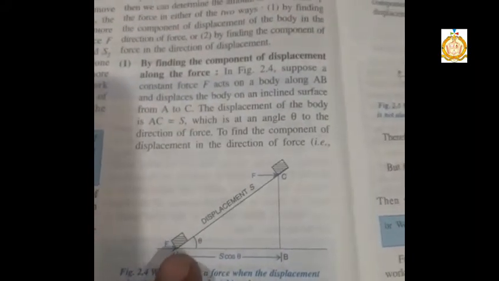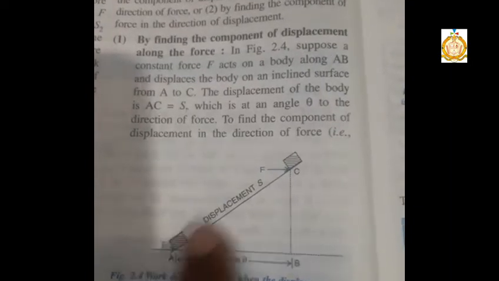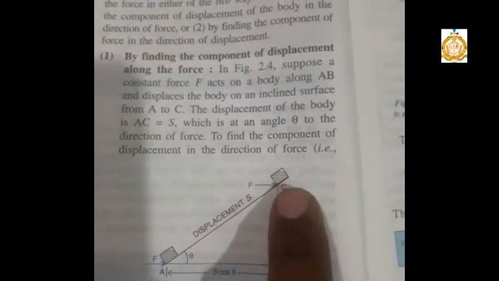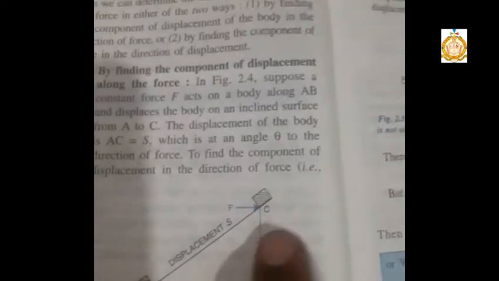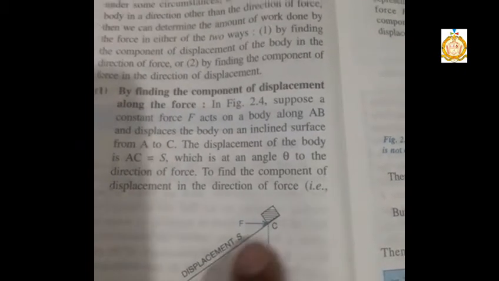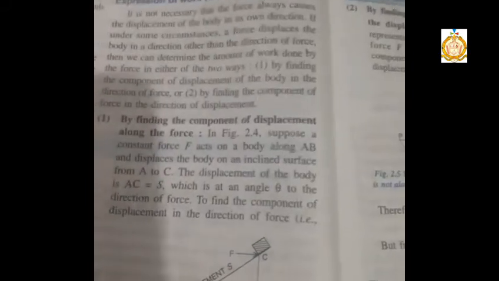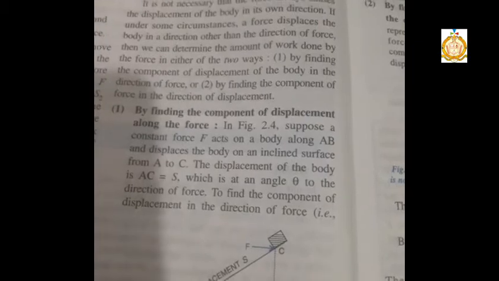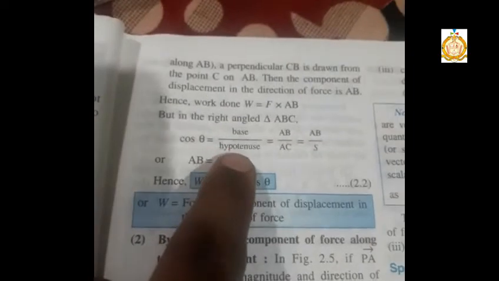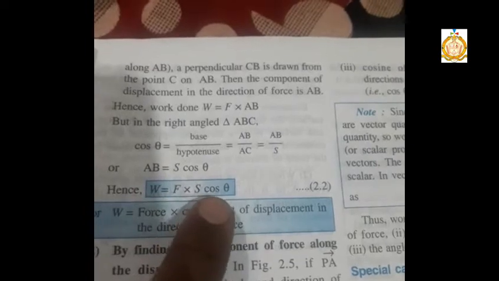In this figure, the body starts from this point. With the inclined force we are applying, the force is applied from this point to this point. The component of displacement is moving along that and the force is also acting on this side, so which formula will apply? By using the formula Fs cos theta. Now cos theta is based upon the hypotenuse, so we can say W = F into S cos theta.